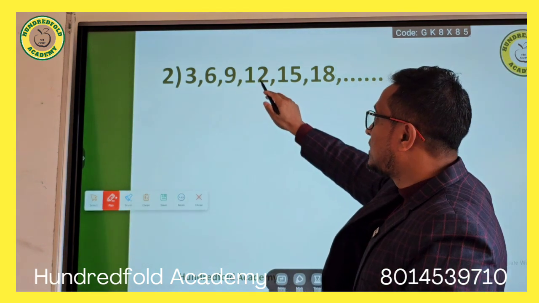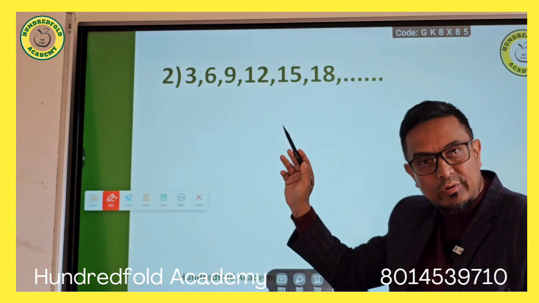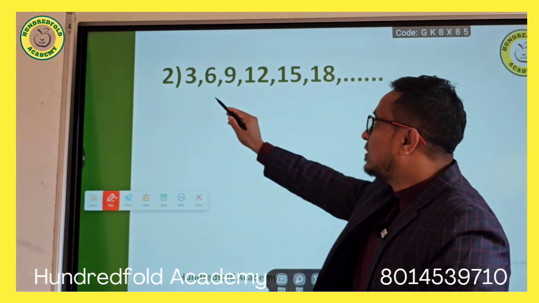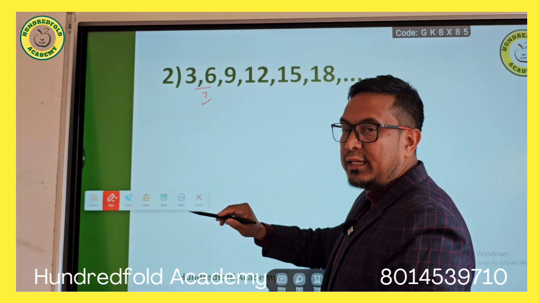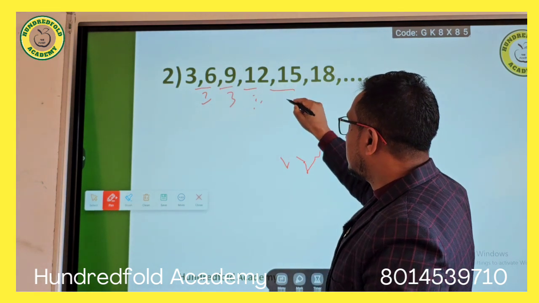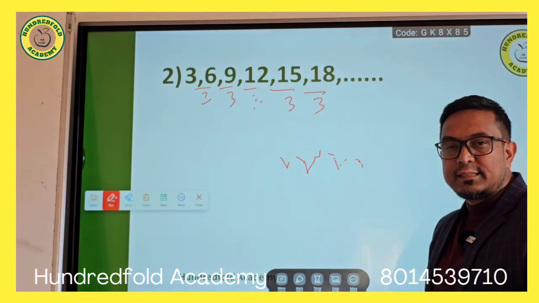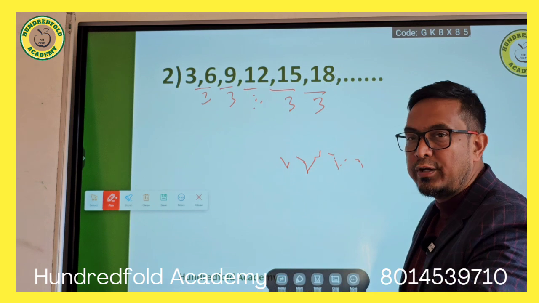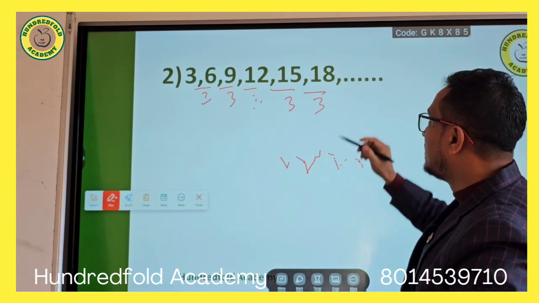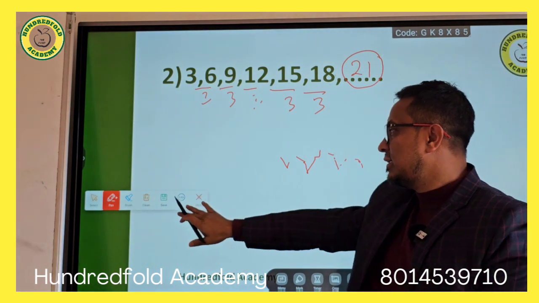3, 6, 9, 12. You see here there is an increase because you can see the numbers are increasing. So the chances are that it will be addition because it's increasing. If you see 3 to 6, they increase by 3, then by 3, by 3. So the series is increasing by 3. So next after 18, then 19, 20, 21. So your next number in the series is 21.